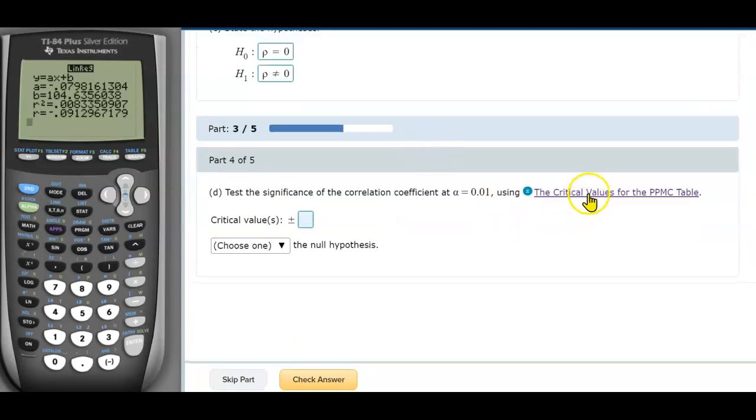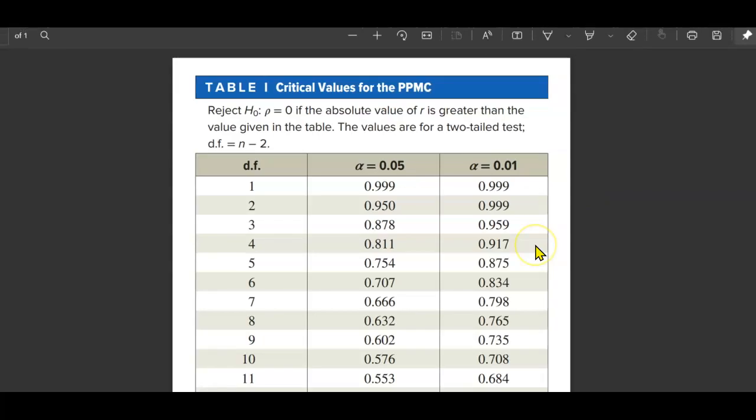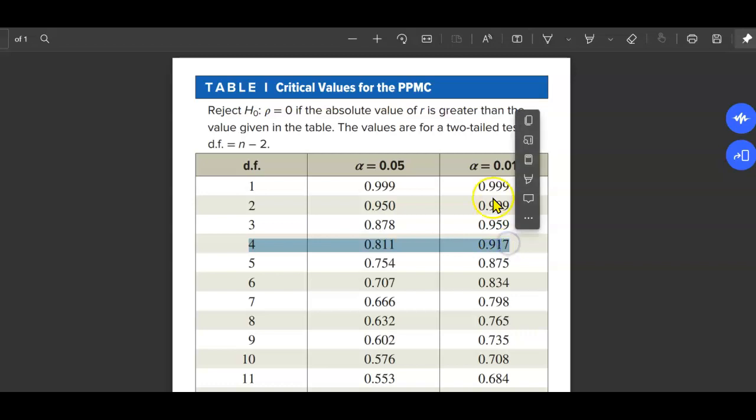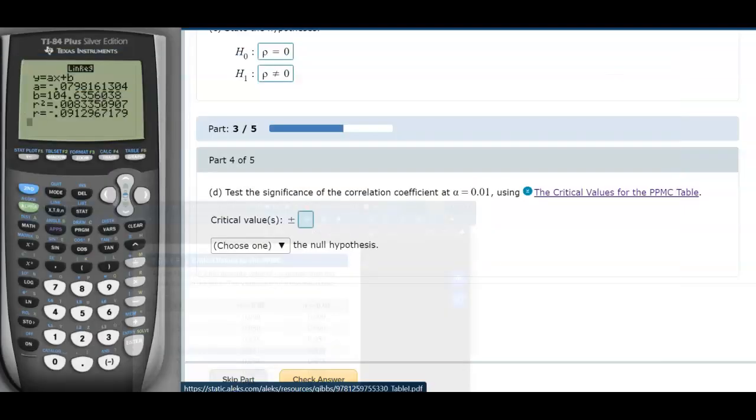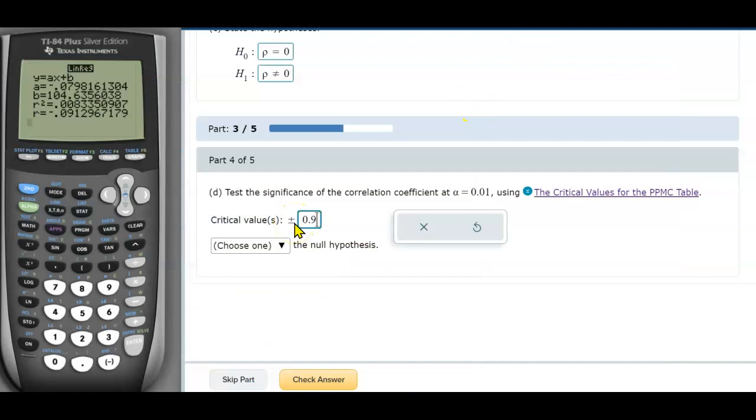Opening the table, as you see here, the degree of freedom is n minus 2, so 6 minus 2 will be 4, and you read this line at the intersection with alpha equals 0.01, which is going to give you 0.917. So that's the critical value. Okay, 0.917 here. Now, are we accepting or rejecting the null hypothesis?